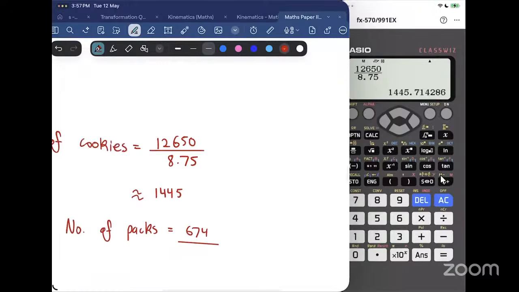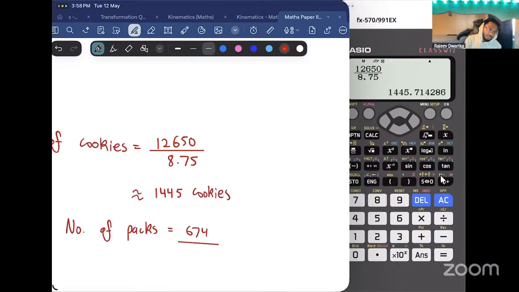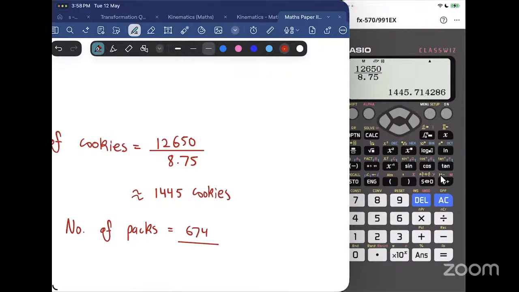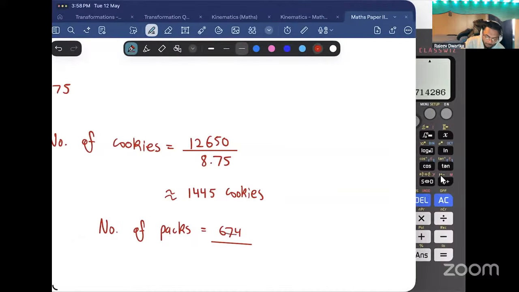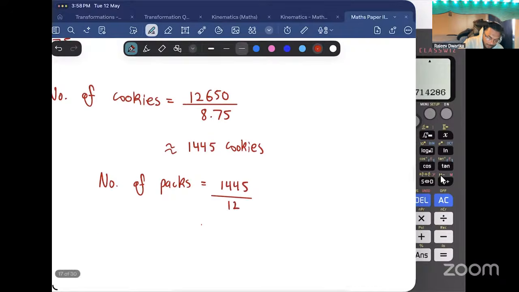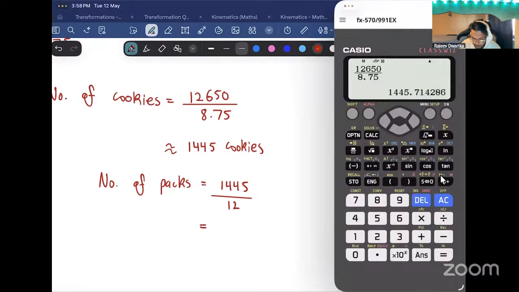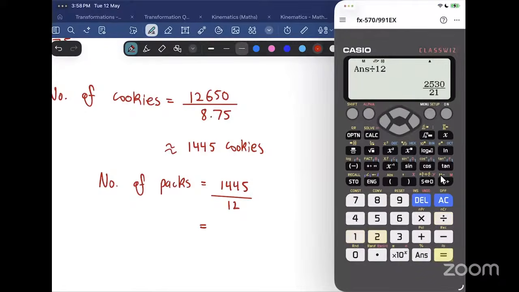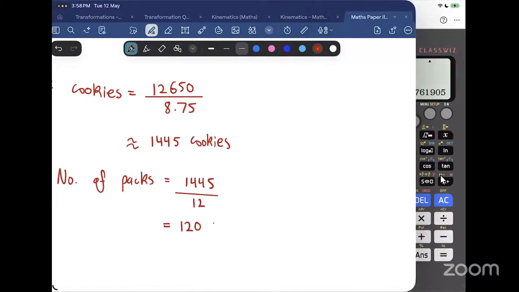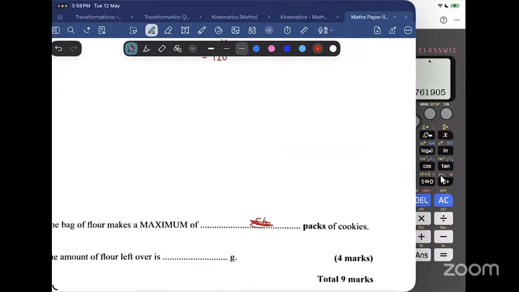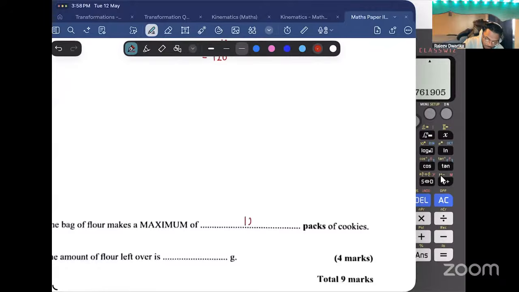I'll lose one mark for that. After, I'll explain back the question, because there was a mistake. I made a mistake originally and I want to take that accountability and correct it. So if it's 1445 cookies and you have 12 in a pack, then what would that be? 120. Yeah, 120. All right, good. So the maximum of packs is 120.